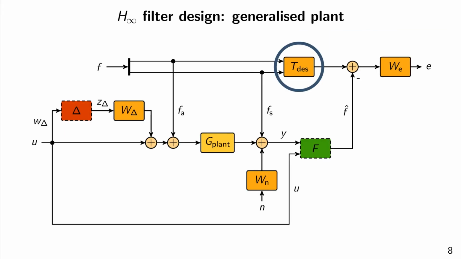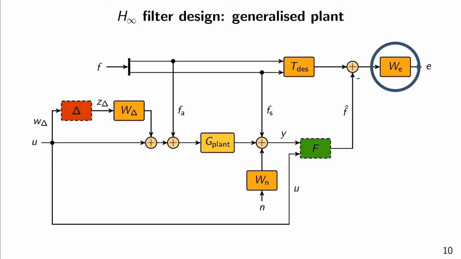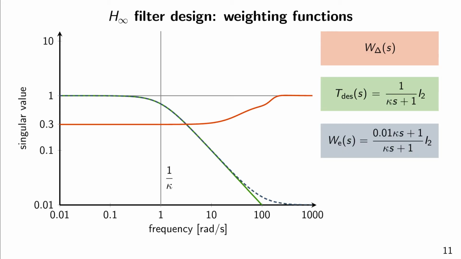The filter design is formulated as a model matching problem. T here represents the desired response of the filter to the faults. It is chosen as a low-pass filter with no coupling between the two fault signals. Kappa is a design parameter that expresses a requirement for the filter bandwidth. Choosing kappa equals 1 second, this is the magnitude of T. The difference between the desired response and the actual residual is weighted by WE. WE is also parameterized by kappa, and it is chosen to match the bandwidth of T.